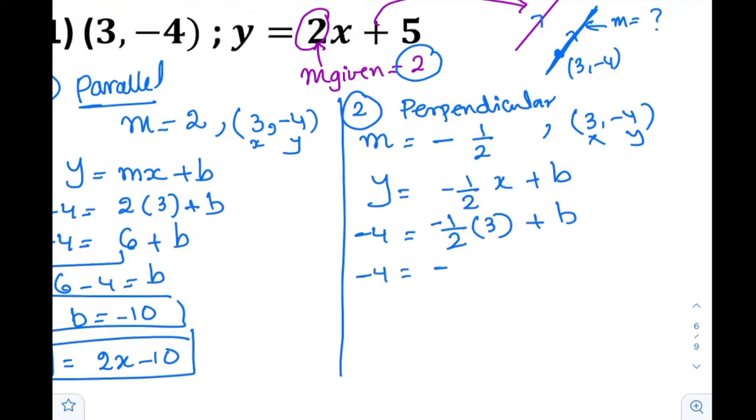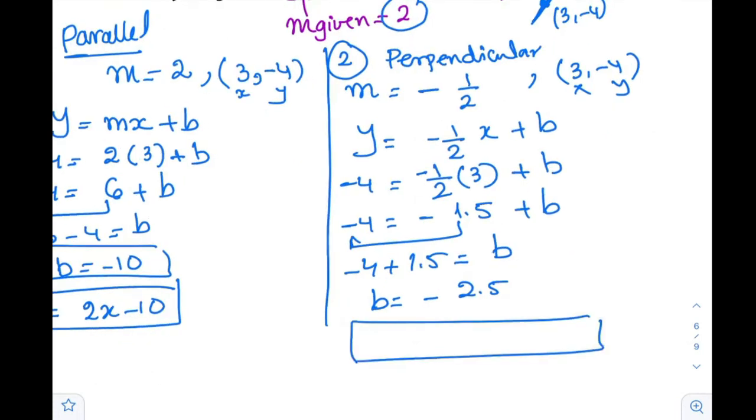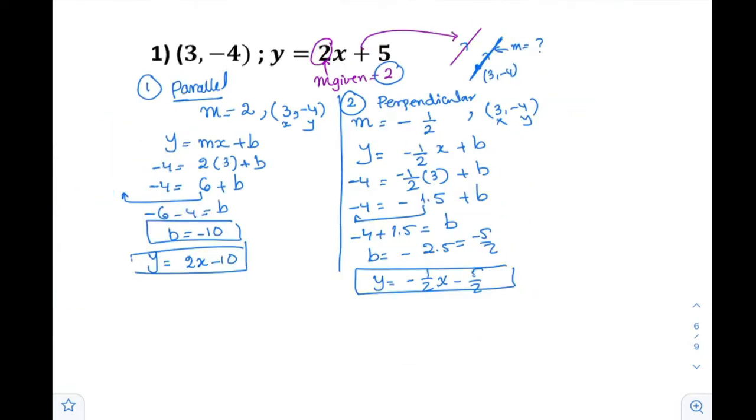Minus 4 is negative 1.5 plus b. Take this there. Minus 4 plus 1.5 is your b. So b is negative 2.5 or negative 5 over 2. My equation is y equals negative half x minus 5 over 2. You can write it in decimal form or fraction form, it doesn't matter, it's not a big issue. So we wrote the equation of the line in two cases, parallel or perpendicular.